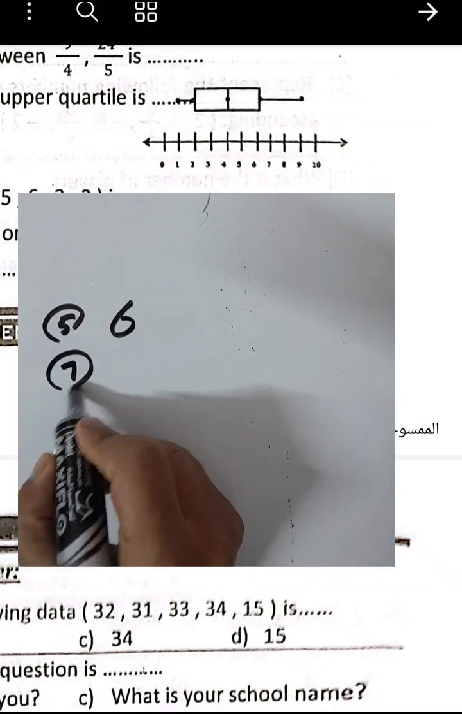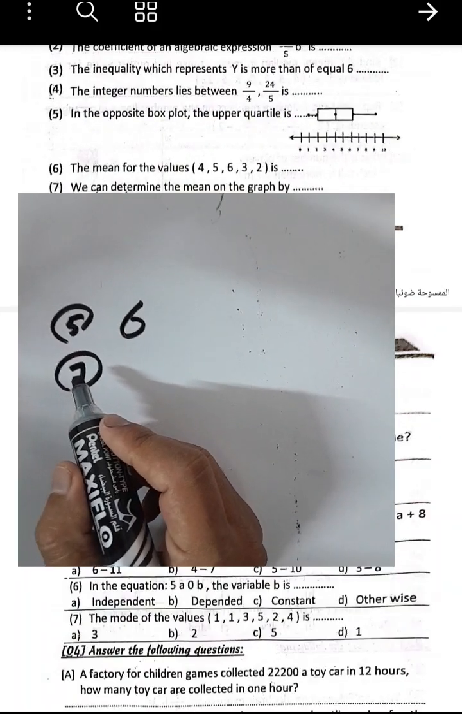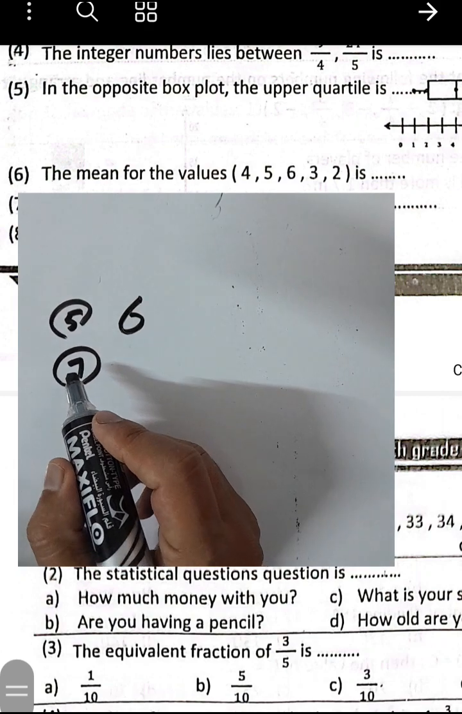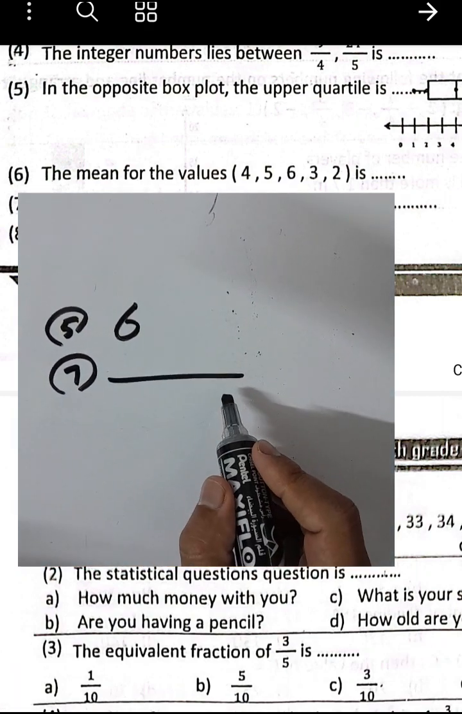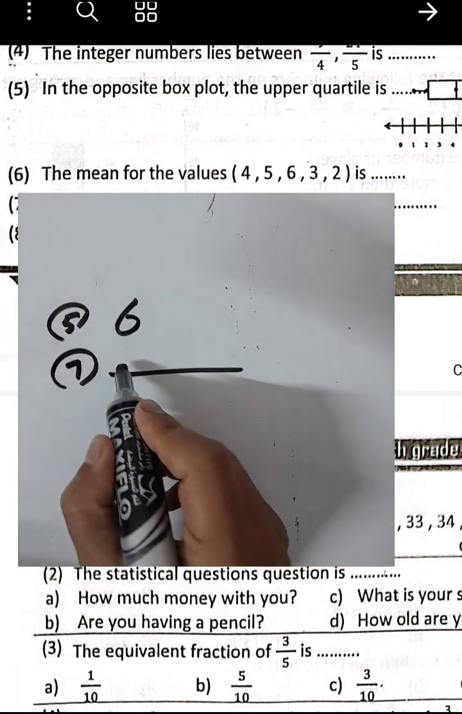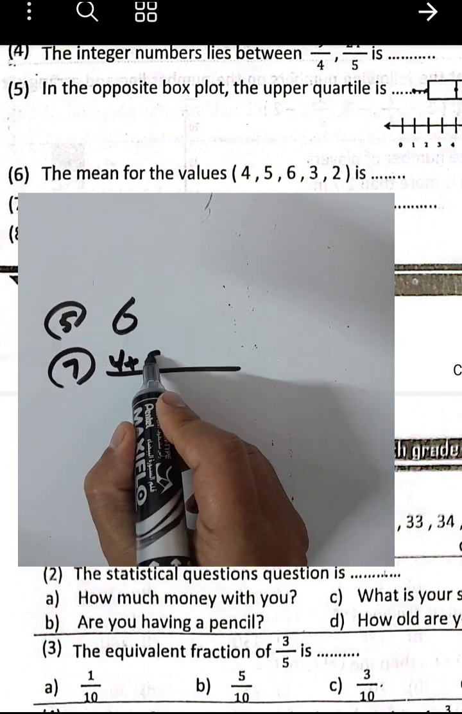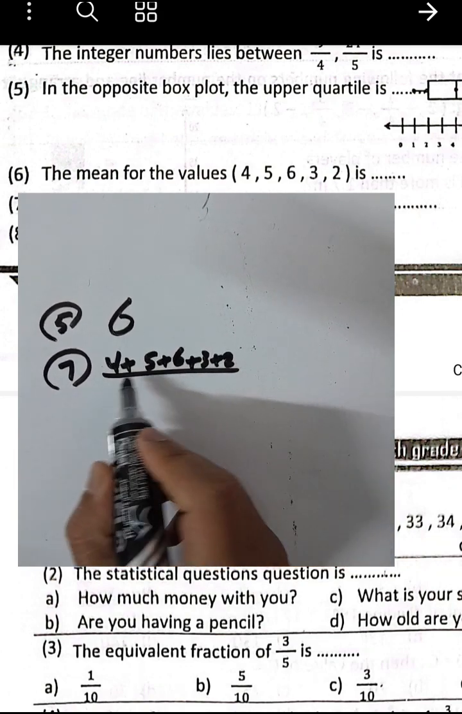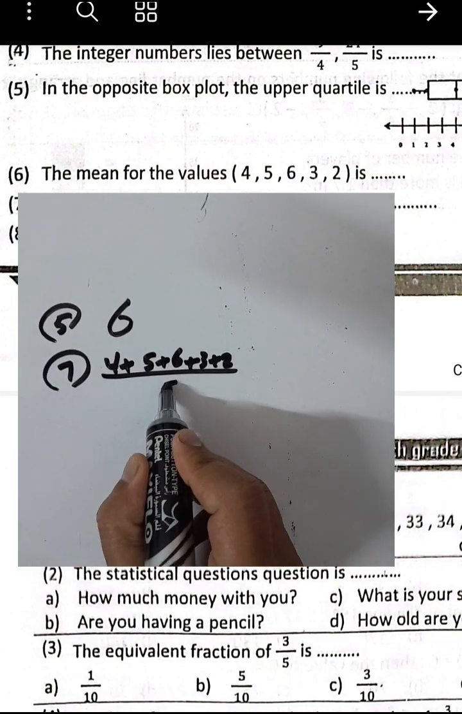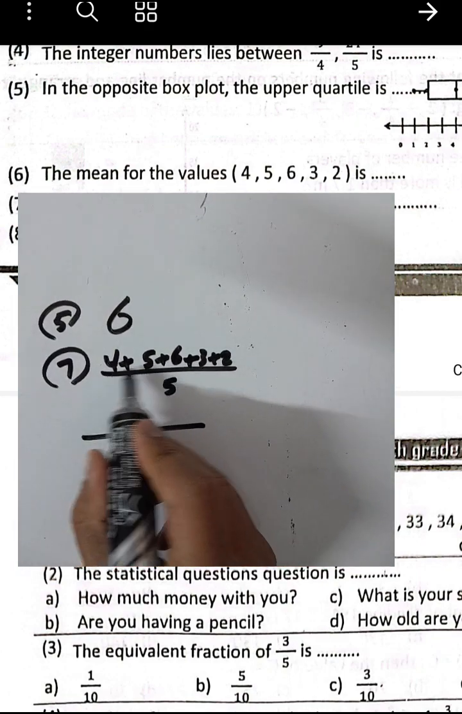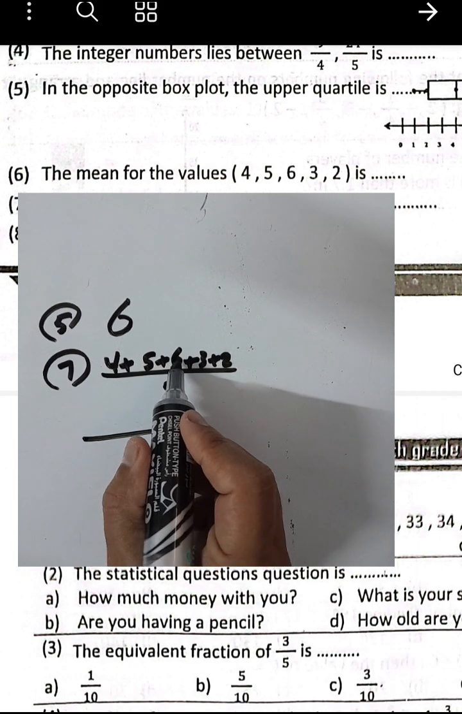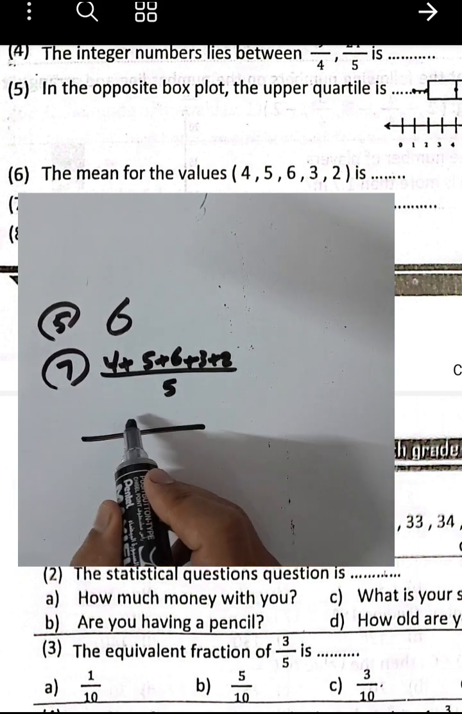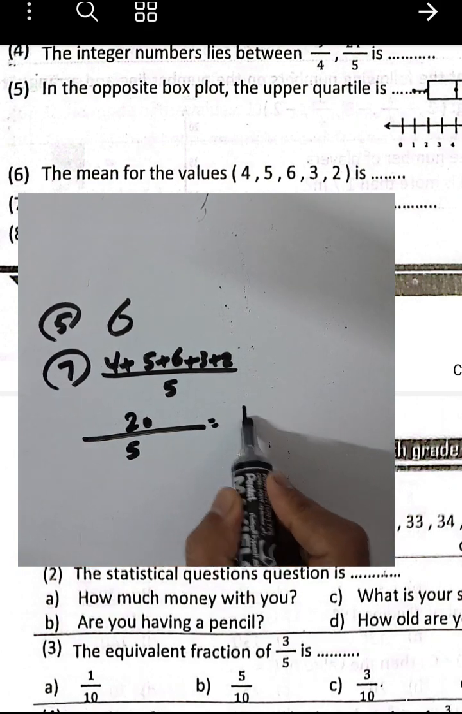Question 7. The mean for all the values. We can find the mean by adding all the values and dividing by the number of the values, right? 4 plus 5 plus 6 plus 3 plus 2 divided by 1, 2, 3, 4, 5. 4 plus 5 is 9. 9 plus 6 is 15. 15 plus 3 is 18, plus 2 will be 20. 20 divided by 5 will be 4.